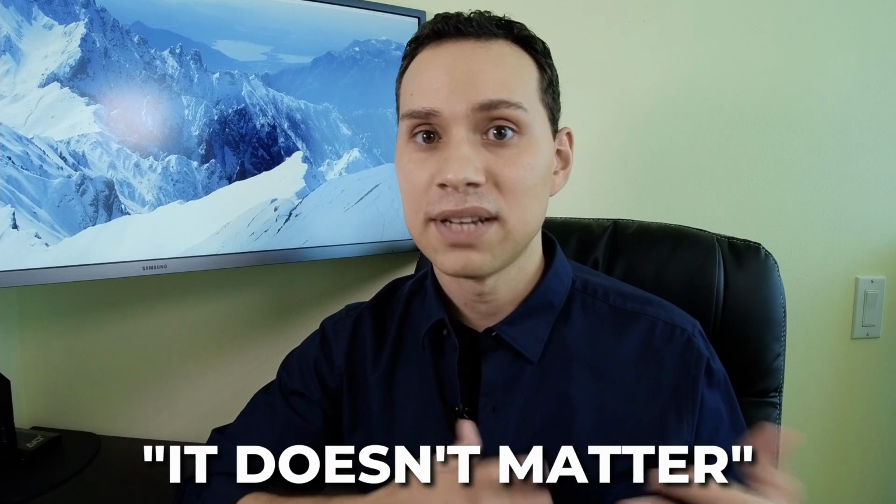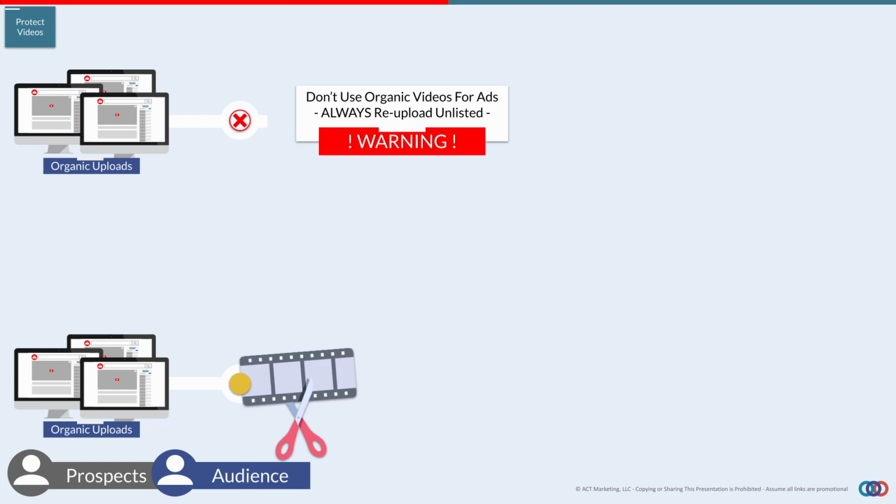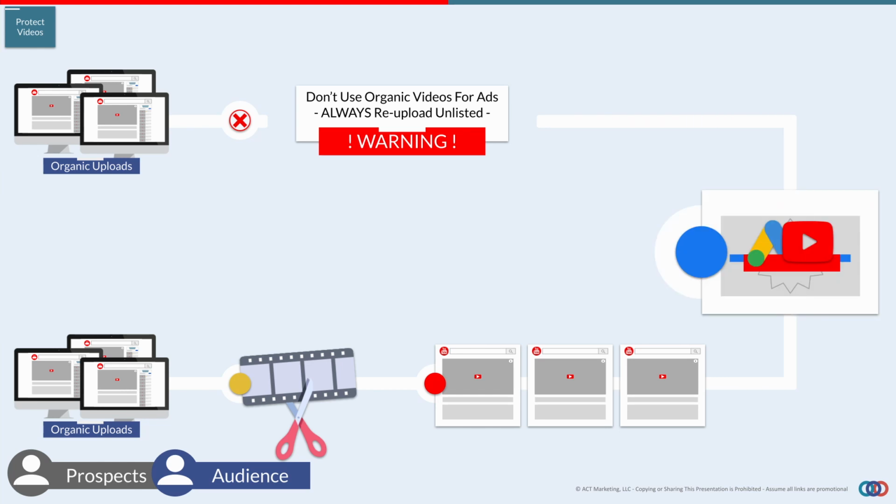Again, the official response from YouTube is it doesn't matter and you can do whatever you want. However, just in our experiments, we continually find, for whatever reason, that when we run YouTube ads to an organic video, that organic video's performance starts going down. So we always just make a copy of it and then run ads to that copy that has been posted unlisted.